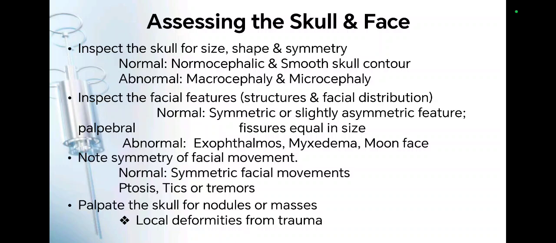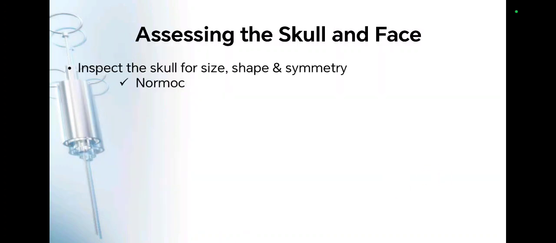Now, note the symmetry of facial movement. This is where you ask the patient to puff their cheeks, to smile, and to frown, smiling with or without teeth. You have to check if the movement is symmetrical. Abnormalities may include ptosis, tics, or tremors. Also palpate the skull for any nodules or masses, and check for any local deformities from trauma.